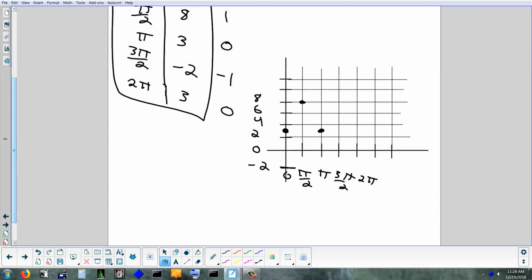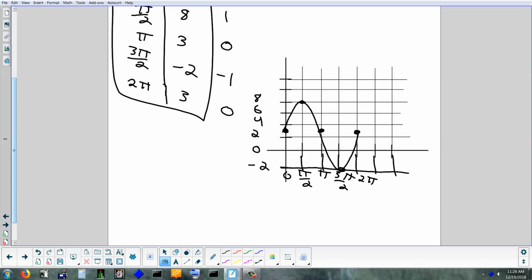So you know what? I'm going to draw in one more. So 3 pi over 2, negative 2, and 2 pi, 3. Back at 3. So with the exception of me having to draw that in, that looks a little off because I didn't draw it pretty good. But that's what the graph should look like.